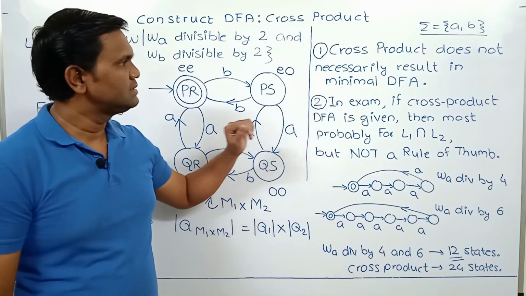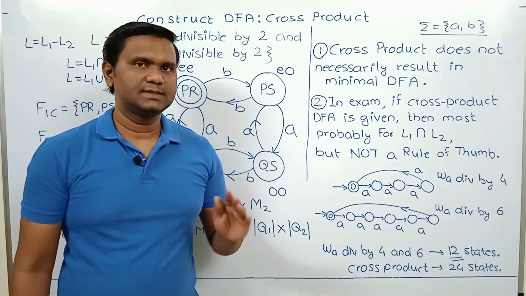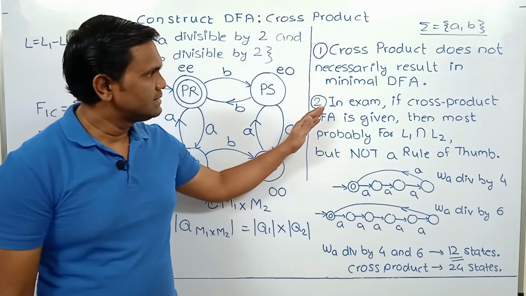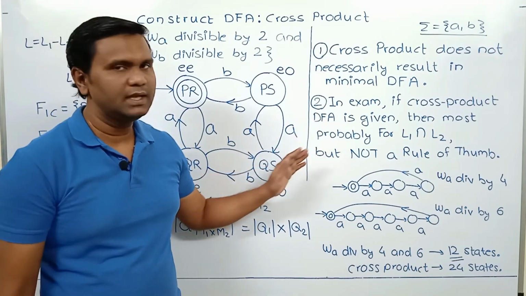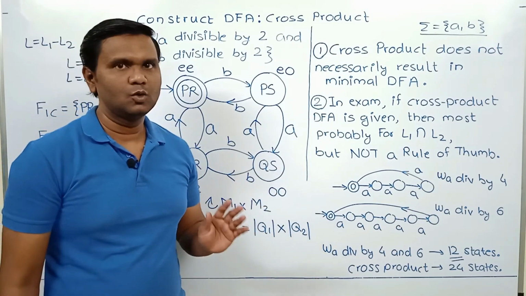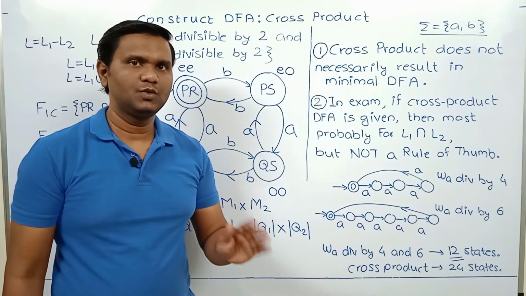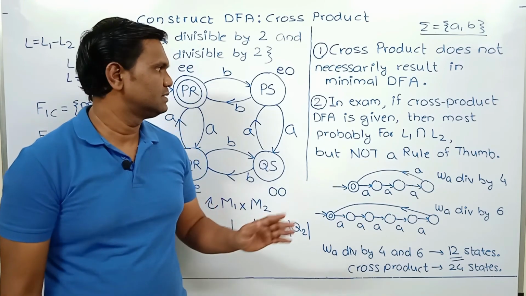Now the second point is, cross product can be used for intersection, union as well as for set difference. But in exam, if cross product DFA is given, then most probably it will be for intersection. But it is not a rule of thumb. It can be for intersection or for union or for set difference, but most probably it will be for intersection.